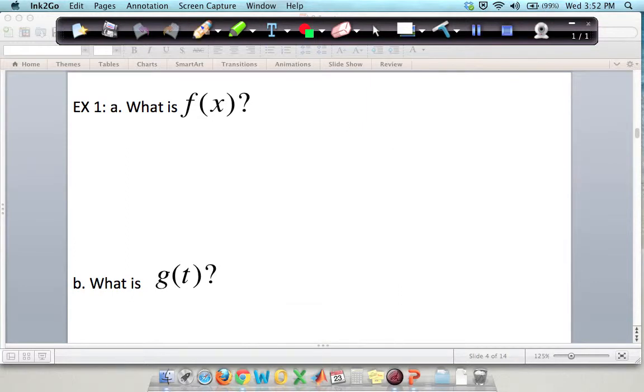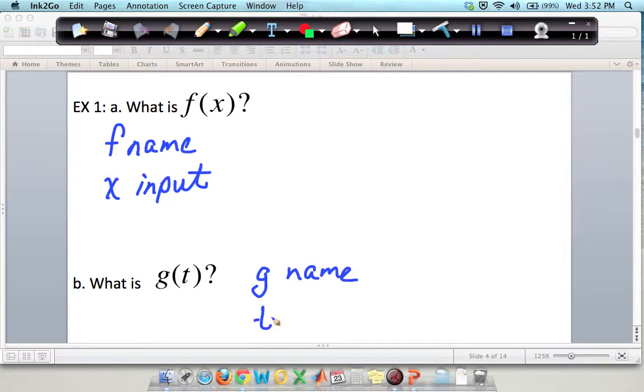So let's look at an example. We have f of x, and what is f of x? F is the name of the function, and x is your input. And a lot of times with a word problem, you won't just use f, g, or h. You'll actually use variables that go with what relates to the equation. So for g of t, g is our name, and t is our input. And t, a lot of times, is used to represent time.